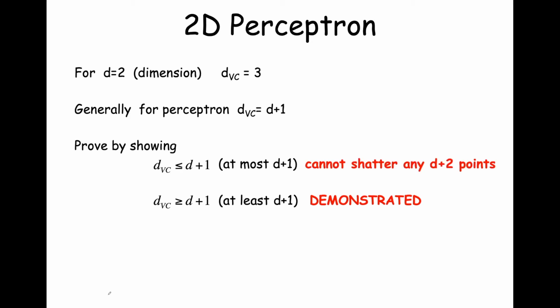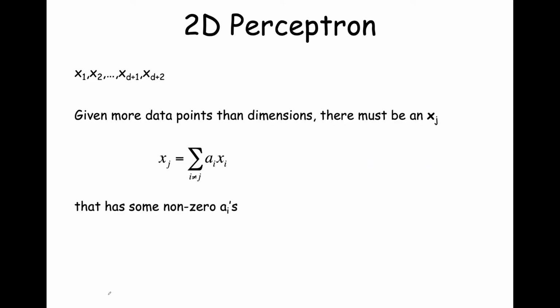So let's now look at this other case, and that's the topic for today. We're going to prove that the VC dimension, d_VC, is at most d plus 1. Another way of saying this is that it cannot shatter any d plus 2 many points. So let's take a look at that: it cannot shatter any d plus 2 many points.